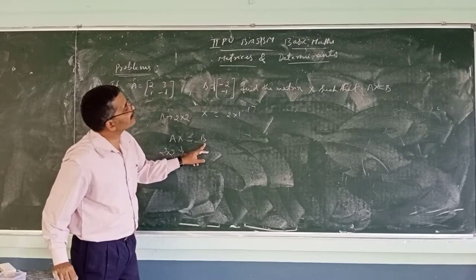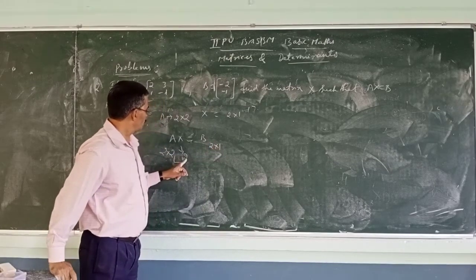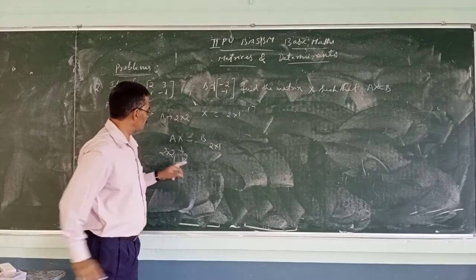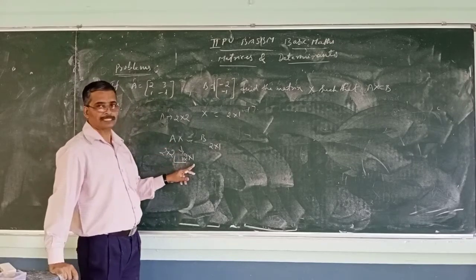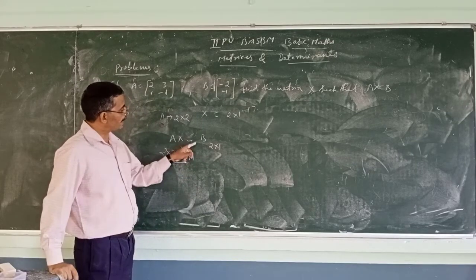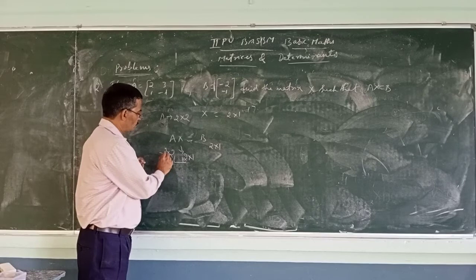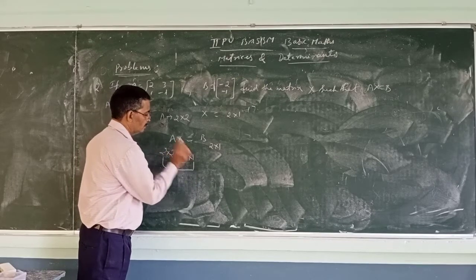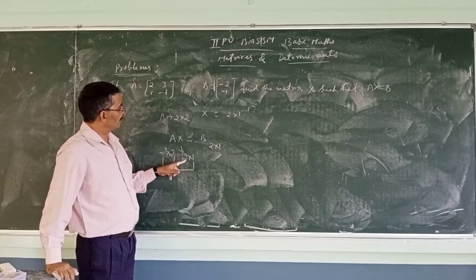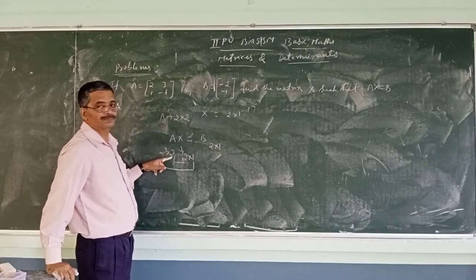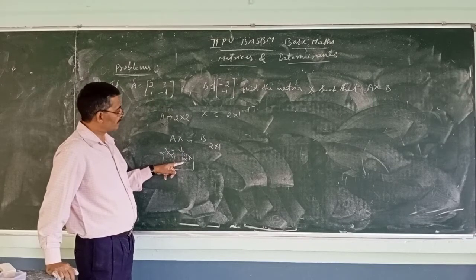But what about the result? The result is 2 cross 1. So when you multiply 2 cross 2 into something to get 2 cross 1, it is possible only if X is of order 2 cross 1. Observe, 2 cross 2 into 2 cross 1 gives 2 cross 1. The number of columns in A should be equal to the number of rows in X, so that should be 2 only.